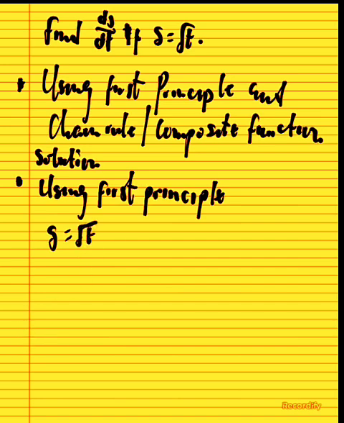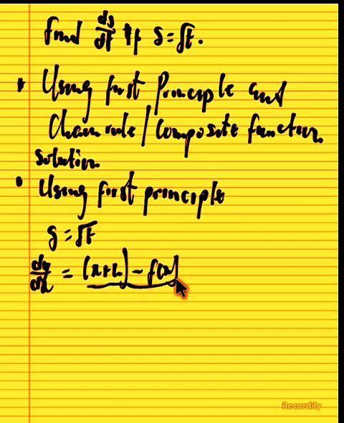So don't forget that the first principle says that you have dy/dx equals the limit of f(x plus h) minus f(x), all over h, where h is a change in x. We take the limit of this as h approaches 0. But in this instance, instead of y, we have s, a function equal to root of t instead of x.